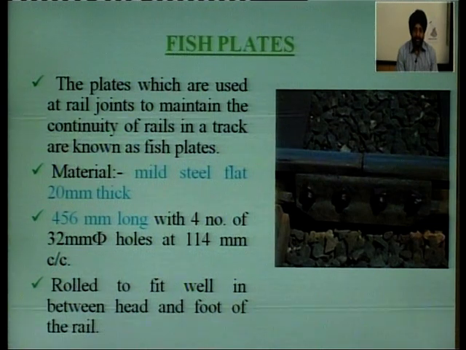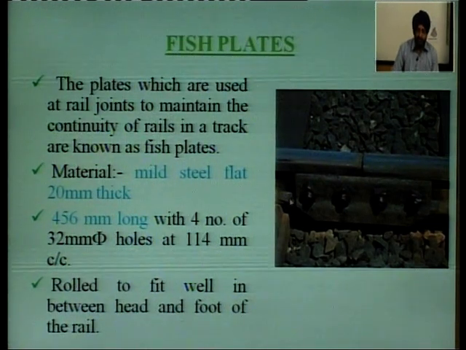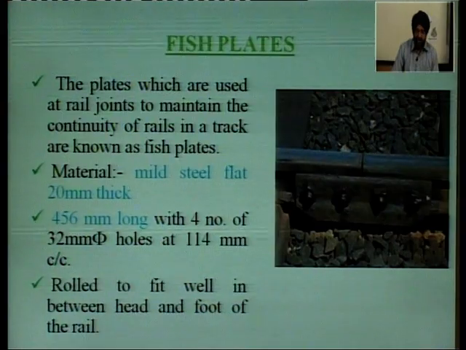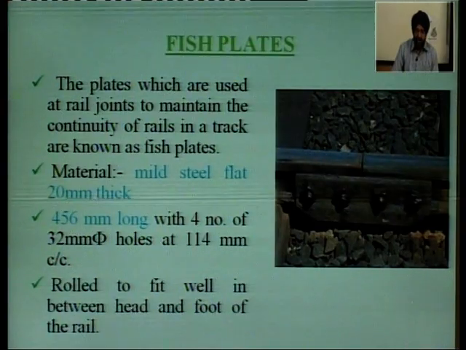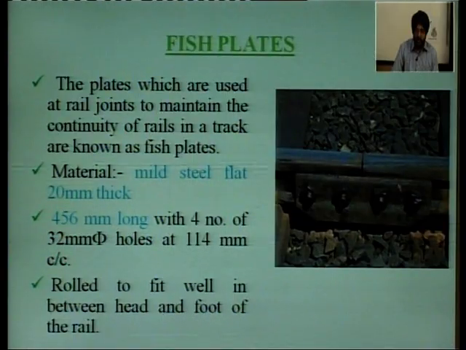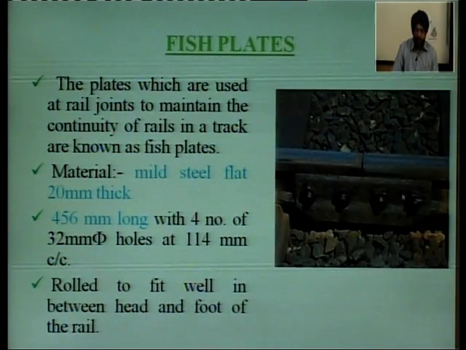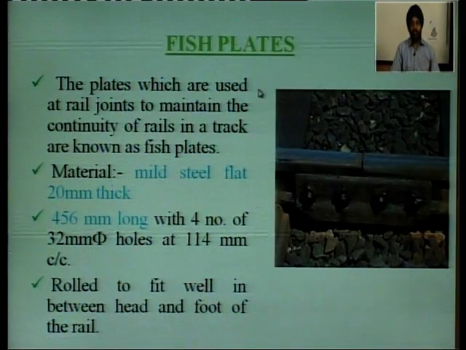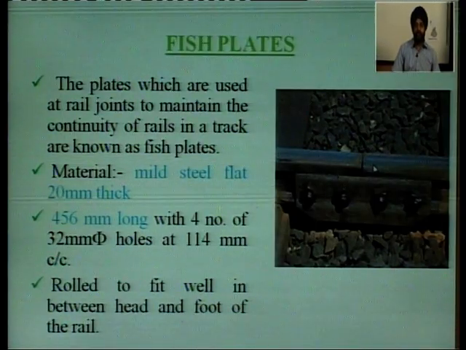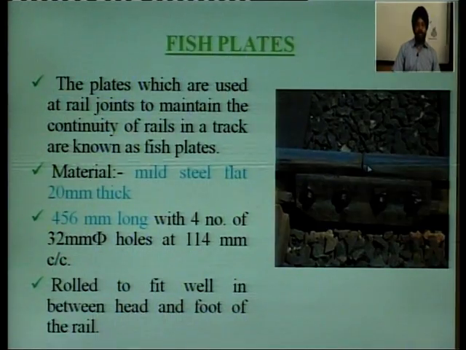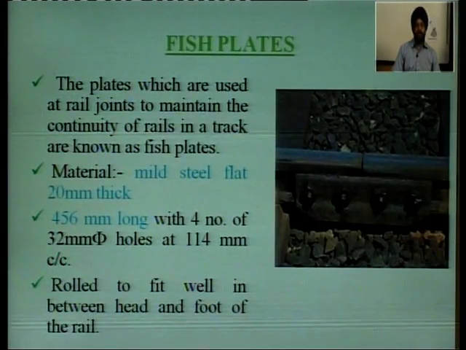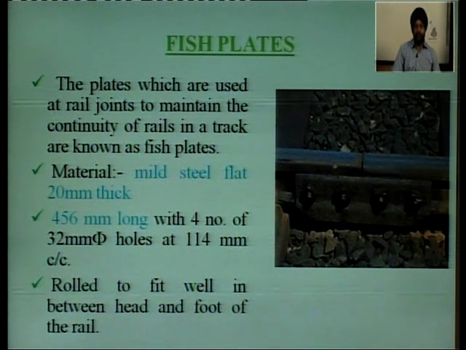Firstly, regarding the fish plates, as you can see in this diagram, this extra attachment is a fish plate with 4 bolts here, and this is the one length. Now, here is the joint of this rail. 2 rails are connected with the help of this fish plate. So, the plates which are used at rail joints to maintain the continuity of the rails in a track are known as the fish plates.